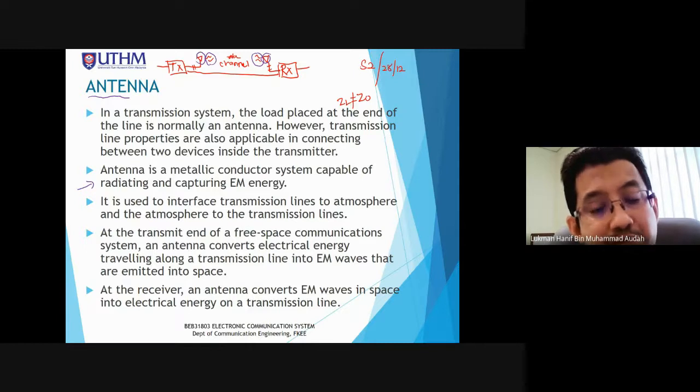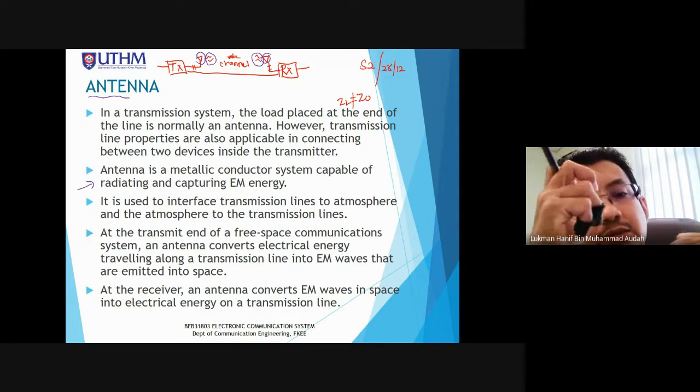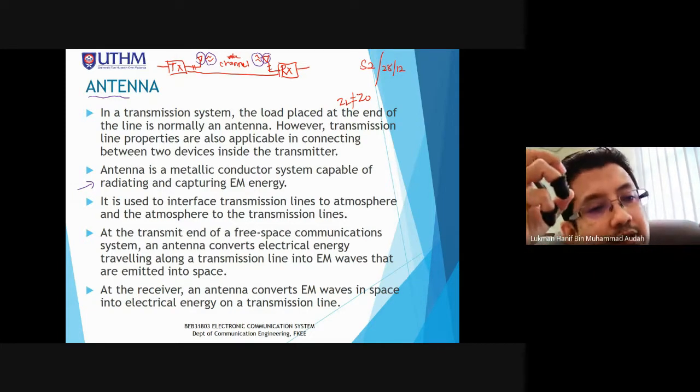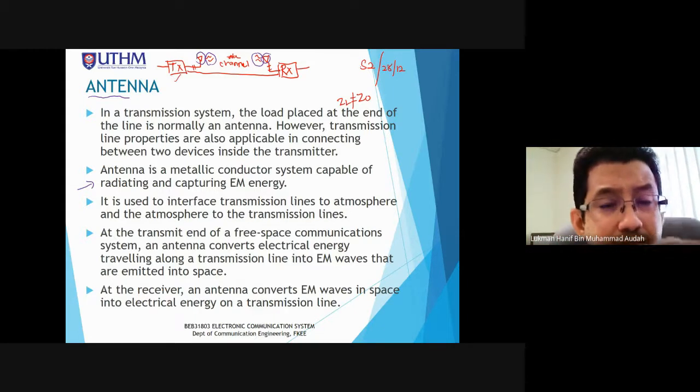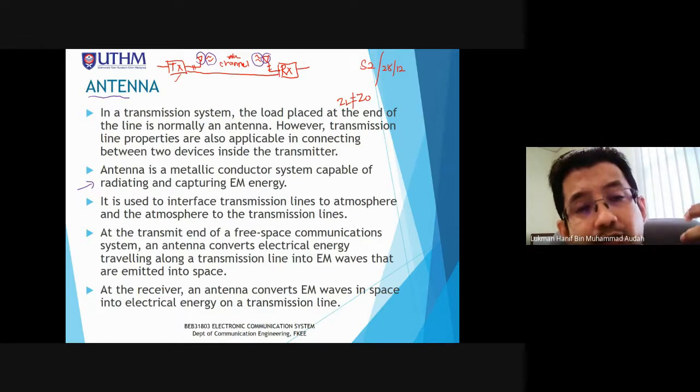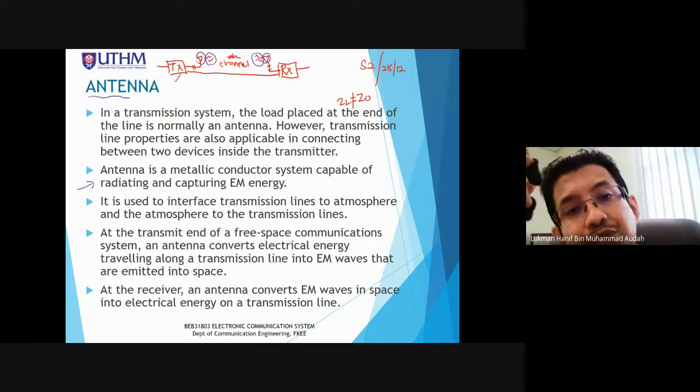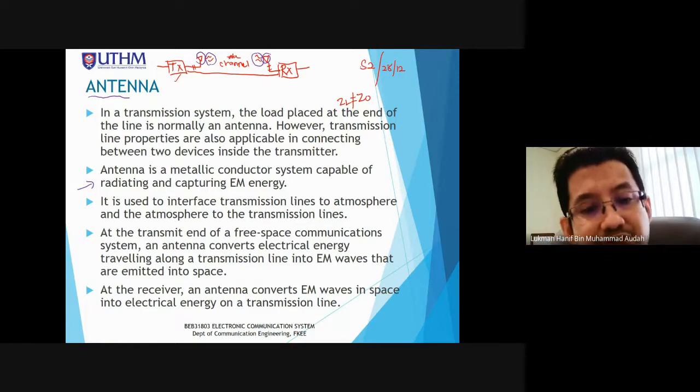Okay, ada pelbagai jenis materials. Yang penting dia adalah sejenis metallic conductor. Kita tak nak pergi sehingga dia punya material construction. Cukup sekadar kita faham dia adalah sejenis conductor, yang mana dia berkemampuan untuk menukar power yang transmit daripada transmitter ditukar kepada gelombang elektromagnet untuk dipancarkan ke dalam free space, dalam wireless channel.